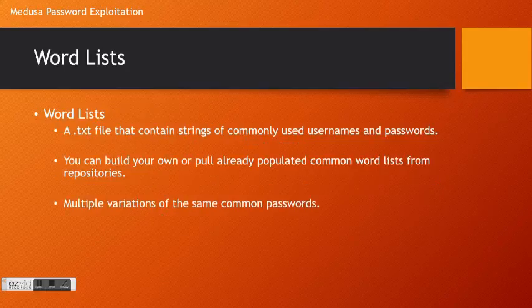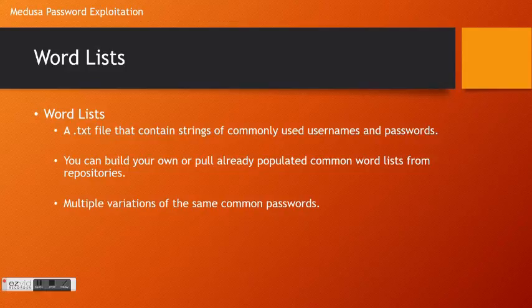Word list. A word list is a text file of strings commonly used for usernames, passwords, and can also contain hosts. Like we were talking about with that parallel testing, you can have a word list with multiple hosts in there to test them all. You can build your own or pull one that's pre-populated from a common word list repository. There are multiple word list repositories out there for you to grab. Some are very, very large. I will mention some of those in a little bit.